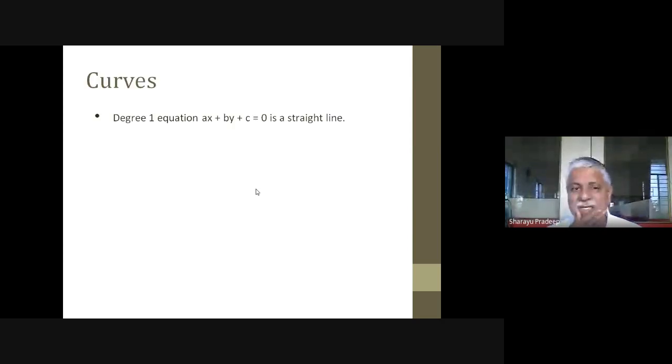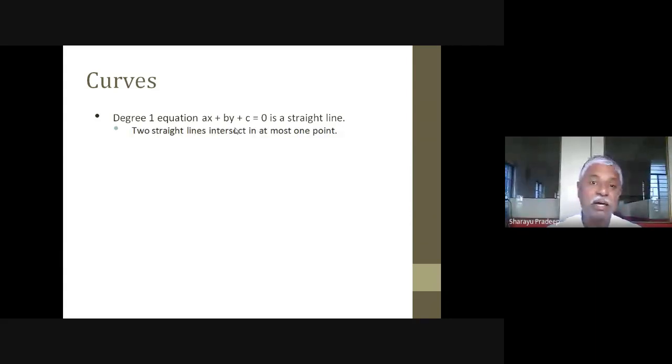This is something we know from our high school or college days. A degree 1 equation is always written as ax plus by plus c equal to 0. It's a straight line. I'm a maths teacher, so I have to tell you all the mathematics. I can't leave these out. These are important anyway. Degree 1 means x power 1 and y power 1, and the c term has x power 0, y power 0. So the degree of each term is at most 1.